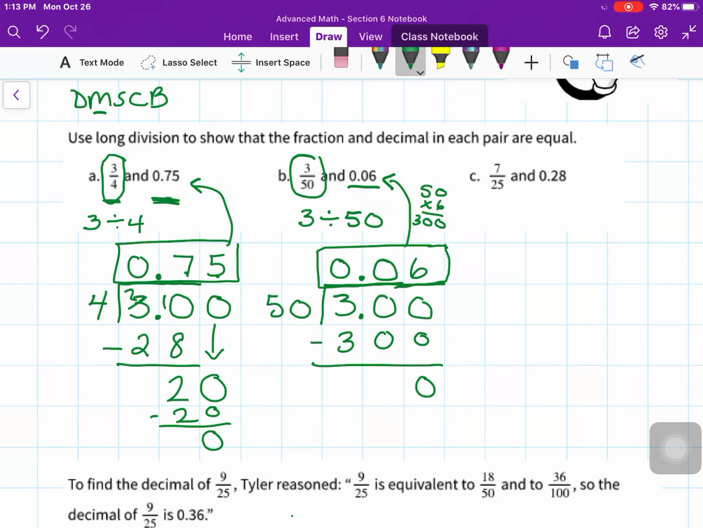Let's try one more. We need to prove that 7/25 is the same as 0 and 28 hundredths. First thing I'll do is rewrite 7/25 as a division problem.